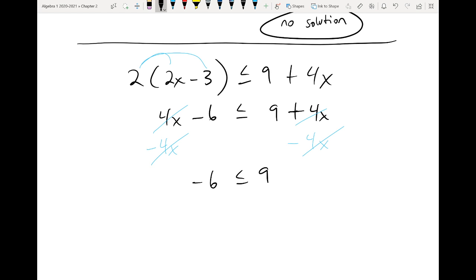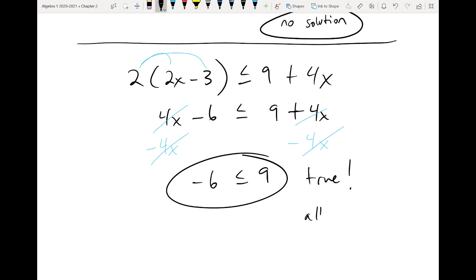Now, if I had gone about getting rid of the constant terms here, right, this negative 6 and the 9 and grouping those together and then moving the 4x from the right and just subtracting it from both sides, right and left, I'm going to get the same result, which is this statement right here, negative 6 less than or equal to 9, which is true. Negative 6 is less than 9. So it means that all real numbers are going to be your solution for x, right? Any real number you put in for x will work.